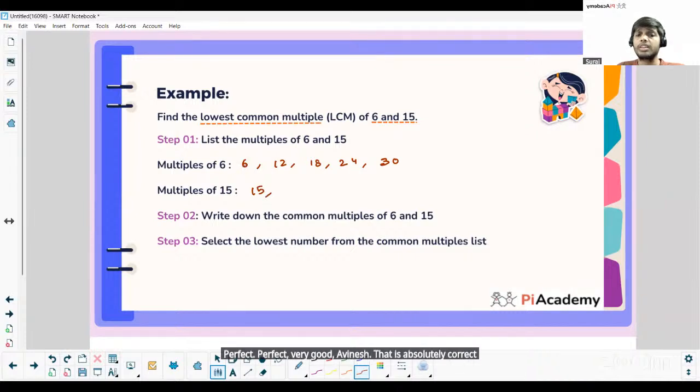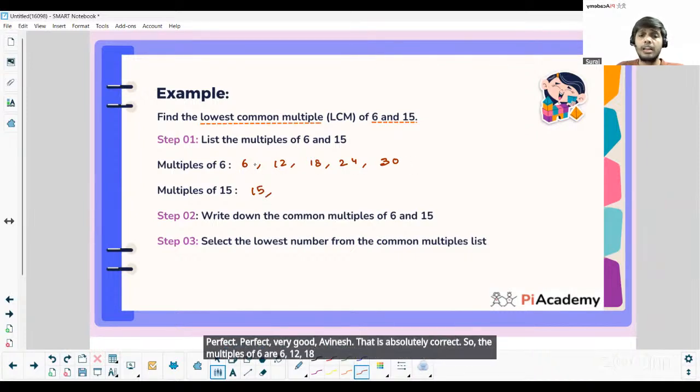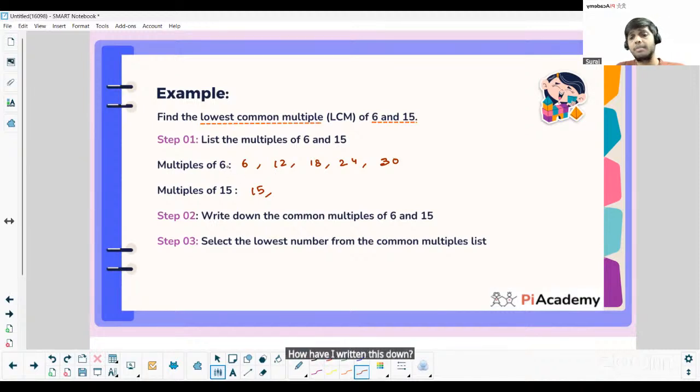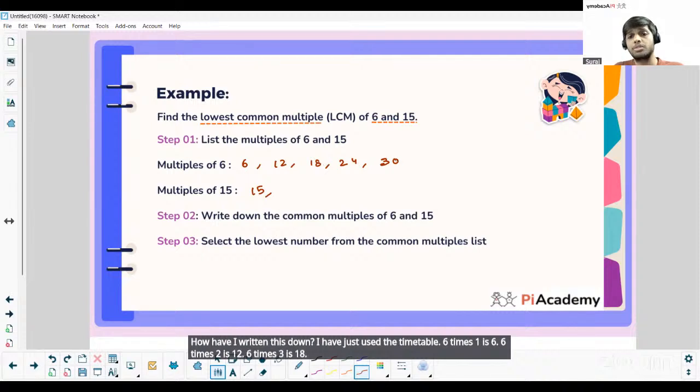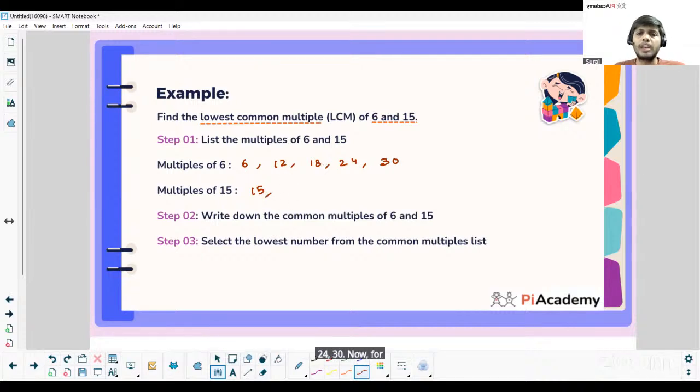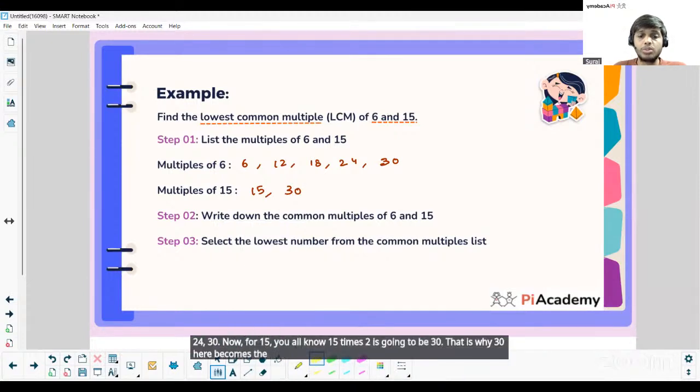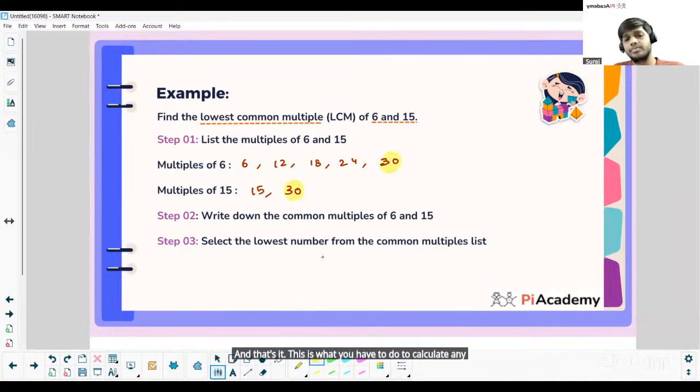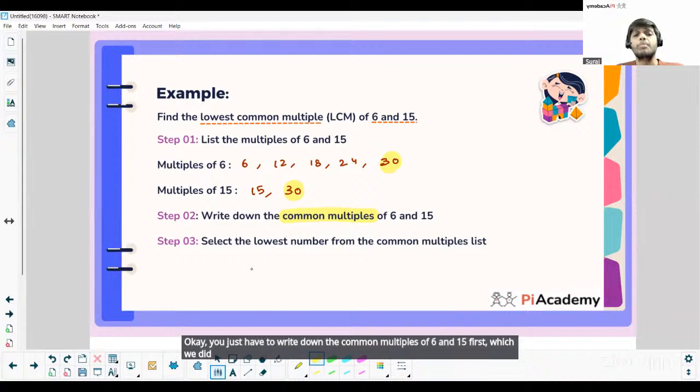So the multiples of 6 are 6, 12, 18, 24, 30. How have I written this down? I have just used the timetables. 6 times 1 is 6, 6 times 2 is 12, 6 times 3 is 18, 24, 30. Now for 15, you all know 15 times 2 is going to be 30. That is why 30 becomes the LCM for these two numbers. And that's it. This is what you have to do to calculate any LCM. You just have to write down the multiples of 6 and 15 first, which we did in this step. After that, you have to select the lowest common number which is present in the multiples lists that you have got. And the lowest common multiple is 30.